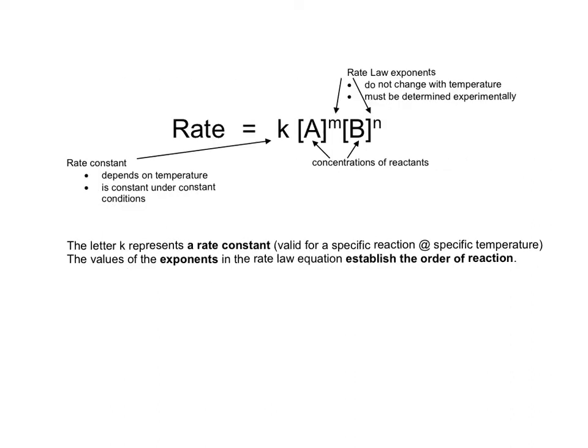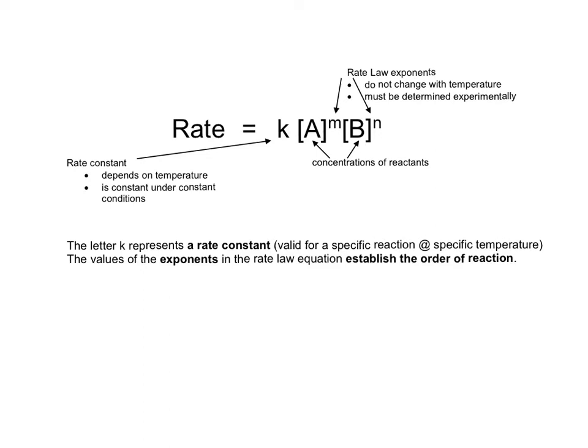So this rate law expression is rate is equal to k, the rate law constant, times the concentration of A to some exponent m, the concentration of B to some exponent n. The rate constant will depend on temperature, and it's constant only under constant conditions. So if you're doing an experiment, the temperature has to stay the same. And k will actually give you information about how fast your reaction is actually going.